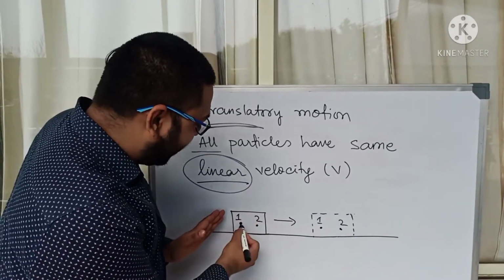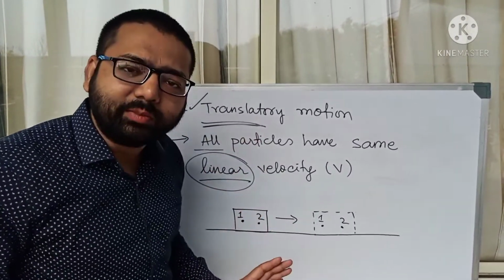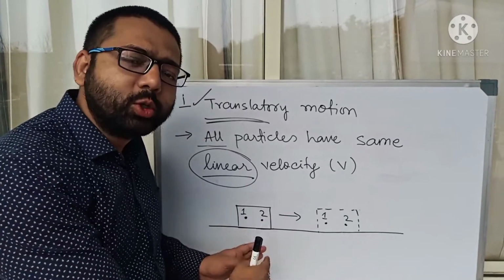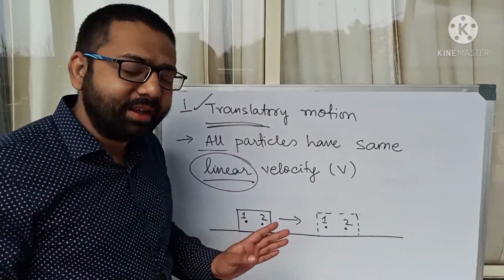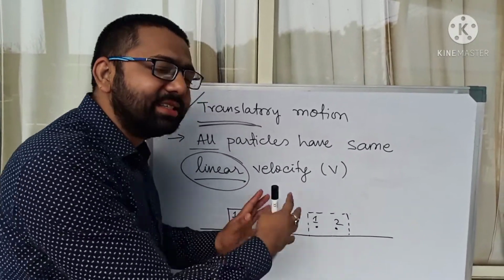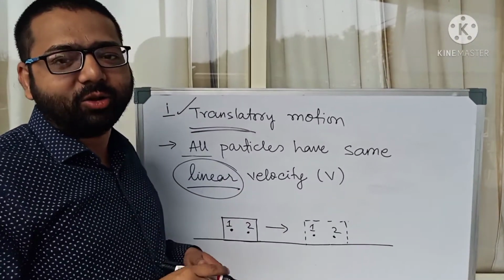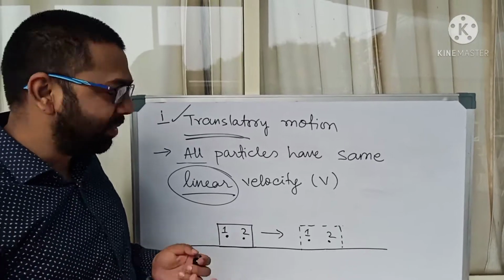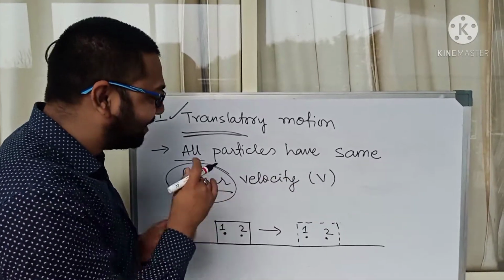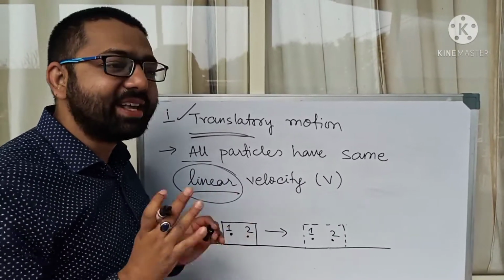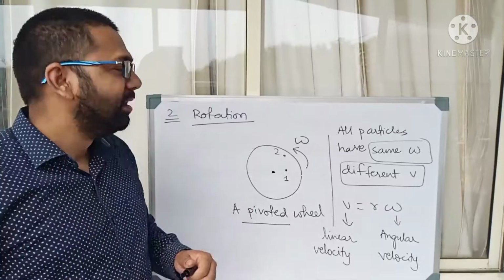So point 1 covers a certain displacement x. Point 2 also has the same displacement, right? So all the particles have the same displacement, and so all the particles will have the same linear velocity, right? Translatory motion, simple: all particles have the same linear velocity. This is translatory motion. Okay, dear students.